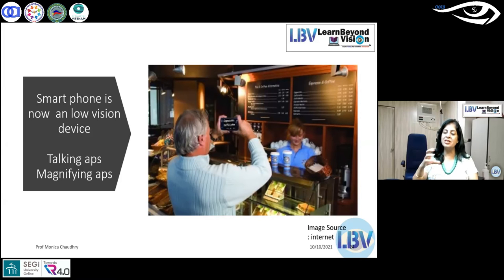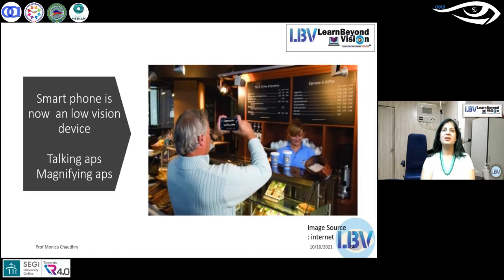So the whole world can be, actually, and who taught me first was my patients only. These were the patients who were young, smart ones. And they came over every time to tell me, ma'am, did you see this device? Did you see this app? And there are many more apps which are being developed. And who is doing it? The visually impaired people themselves are doing it, because they are trying to come up with solutions.